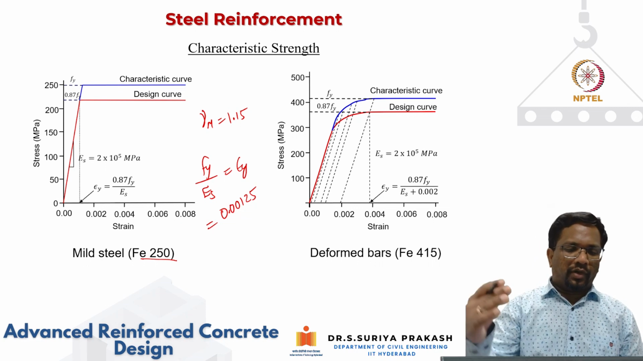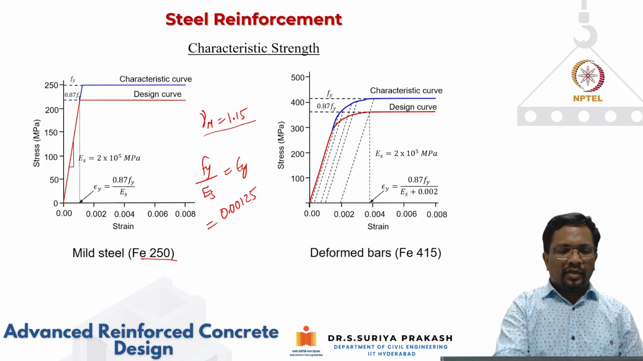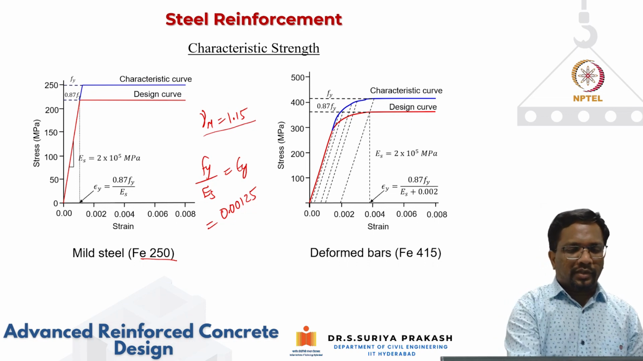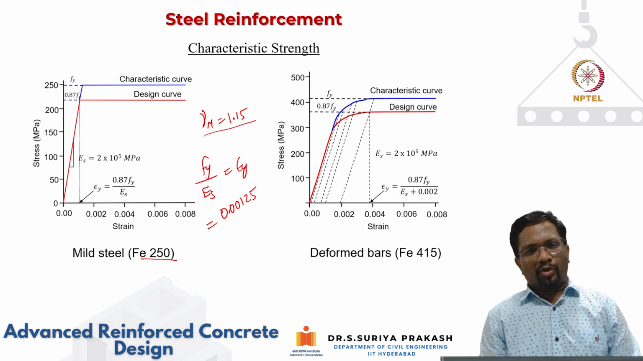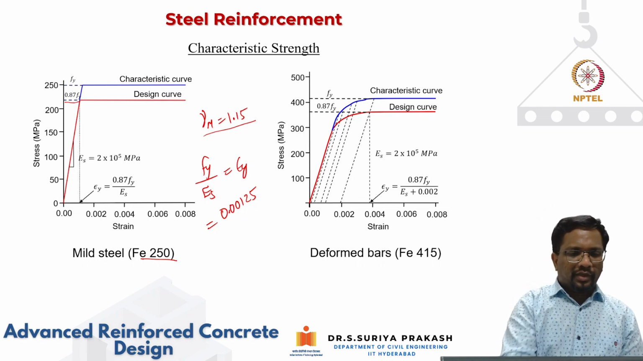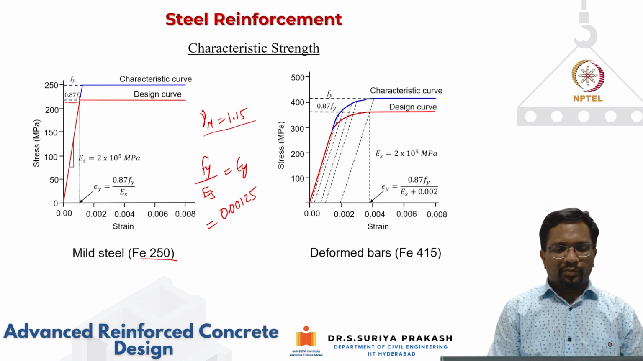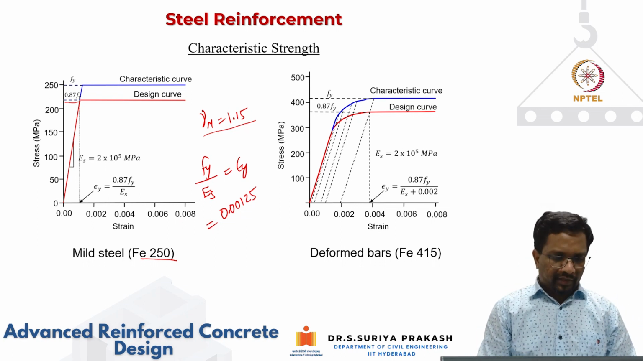However, what we do is we knock down the characteristic curve by the partial safety factor, which is gamma m. So the yield strength becomes Fy divided by 1.15. That works out to be 0.87 Fy. Similarly, your yield strain also is going to be slightly lesser, which is 0.87 Fy divided by Es.